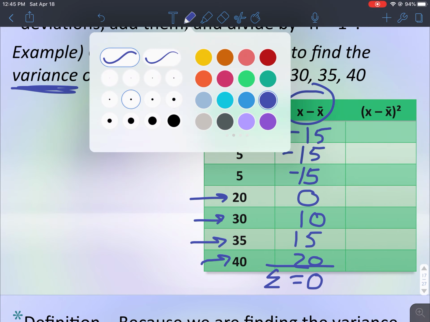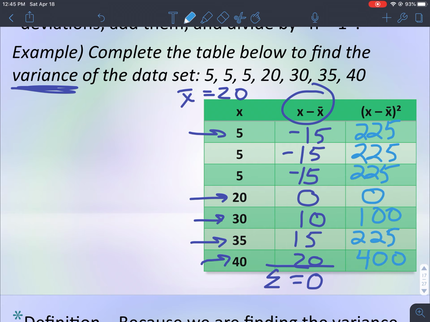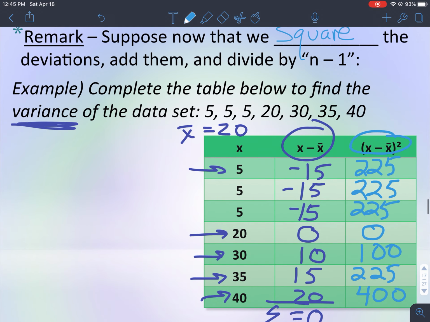Now let's square the values. Negative 15 squared, it's going to turn positive. Zero squared, 10 squared, and so on. So now we've gotten to squaring the deviations. That just means this column right here.